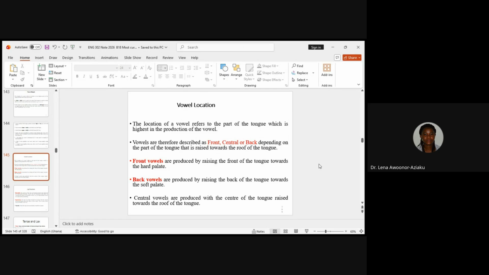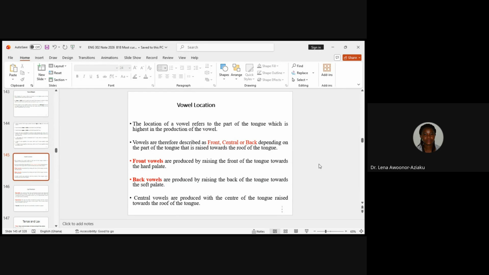So looking at the location, that's the position of the tongue that you are raising, the part you are raising, you can have front, central, or back. If you are raising the front part of the tongue, then you are having a front vowel. If you are raising the central part, then you are having a central vowel. If it's the back you are raising, then you're having a back vowel. So based on the part of the tongue or position of the tongue, we can have 3 types of vowels: front, central, back.